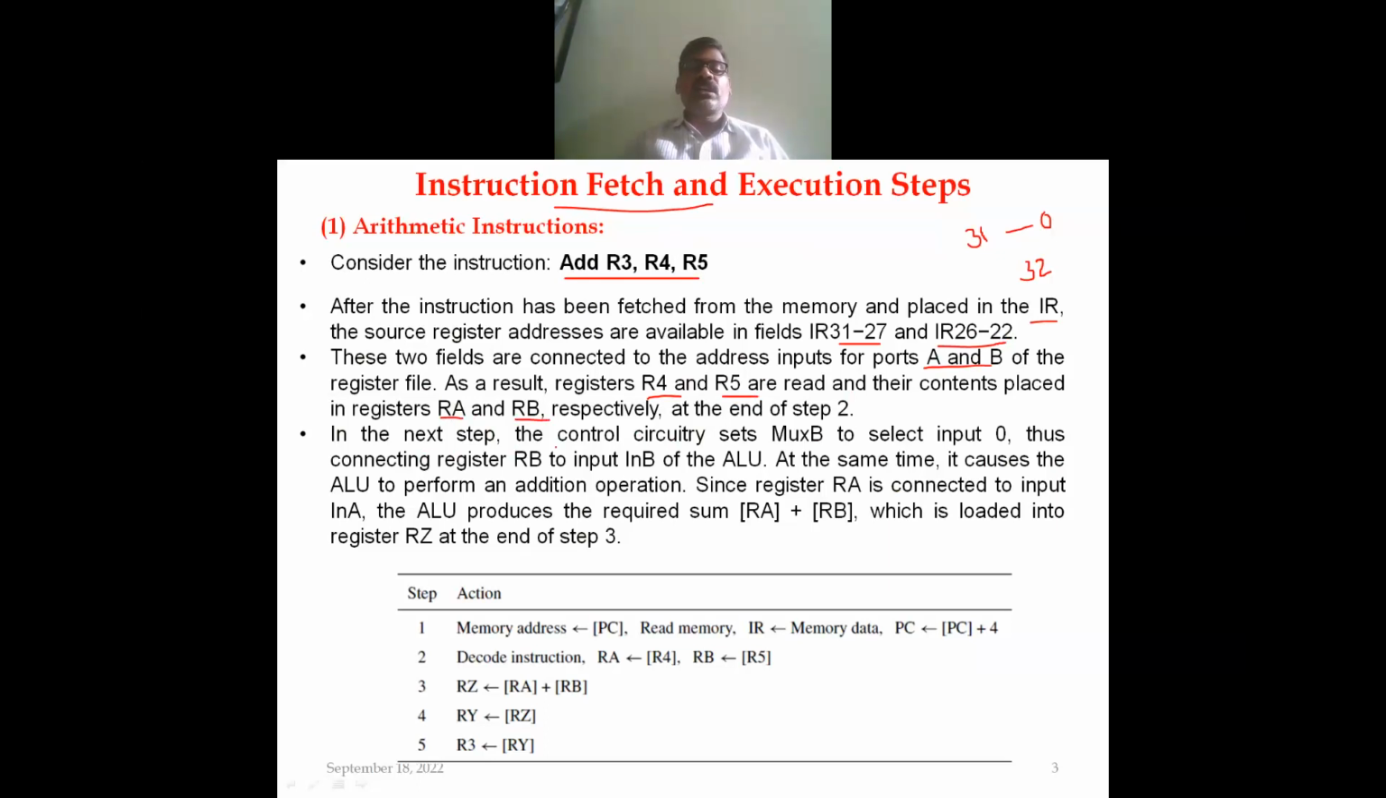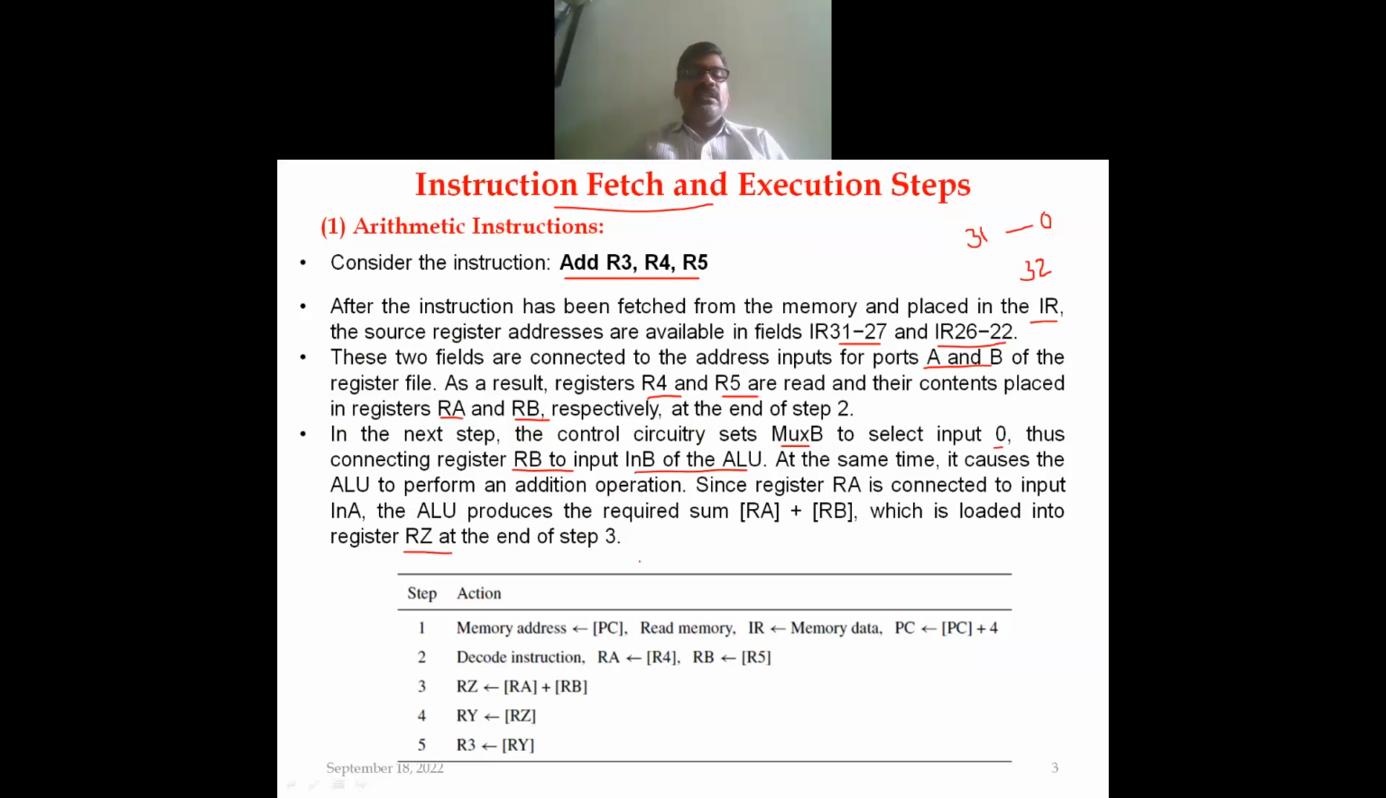In the next step, the control circuitry sets MUX B to select input 0, thus connecting register RB to the input INB of the arithmetic logic unit. At the same time, it causes the ALU to perform an addition operation. Since register RA is connected to the input INA, the ALU produces the required sum, contents of RA plus contents of RB, which is loaded into register RZ at the end of step 3.